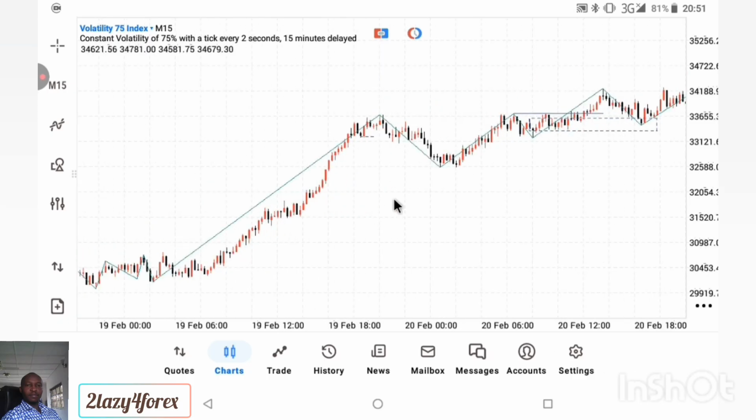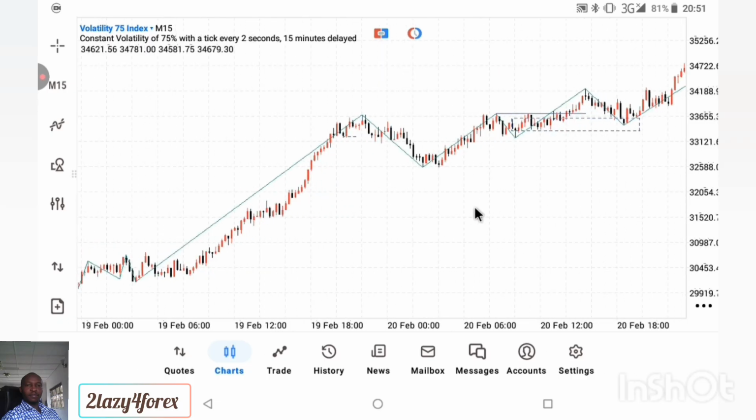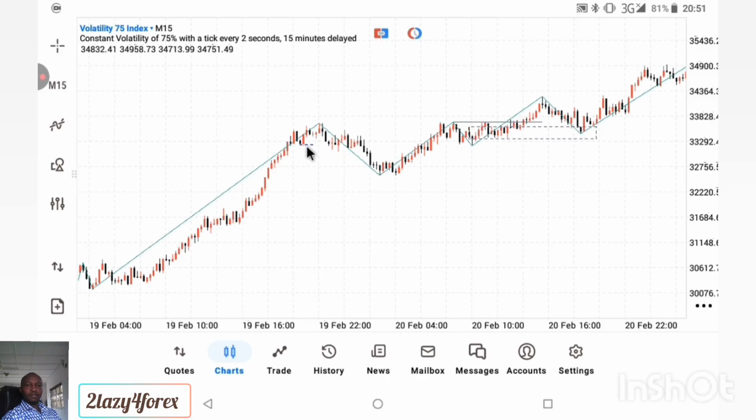You are sitting there making 10 pips, 5 pips. What kind of rubbish trade is that? Get out of the trade when you have a lower low close below the highest low, or a higher high close above the lowest high.